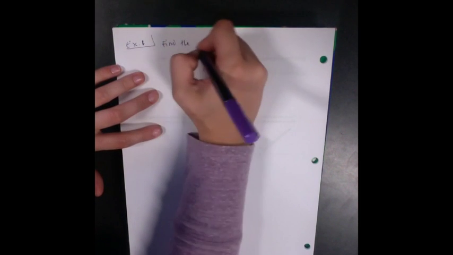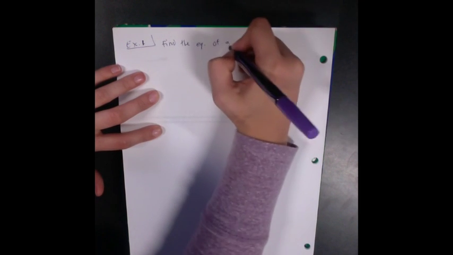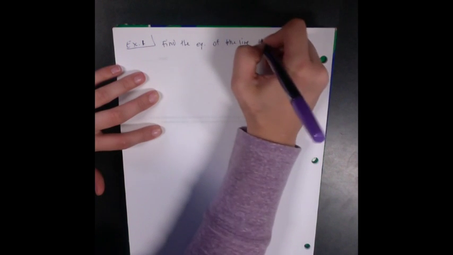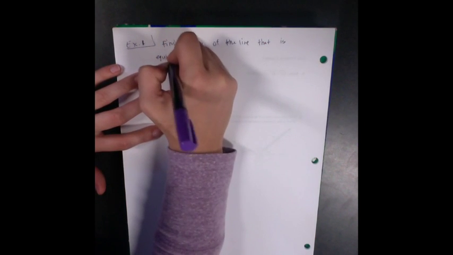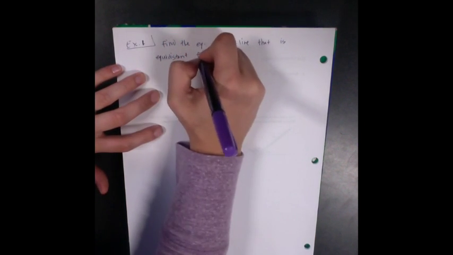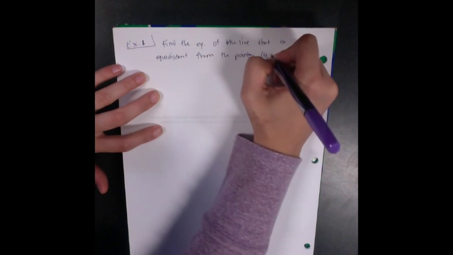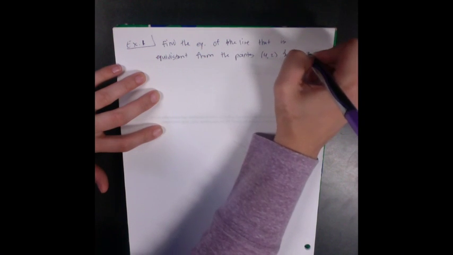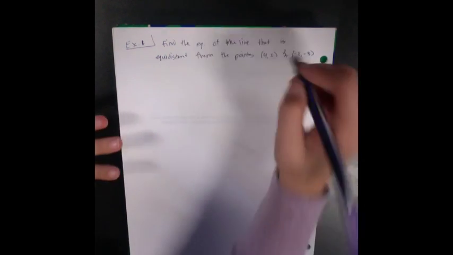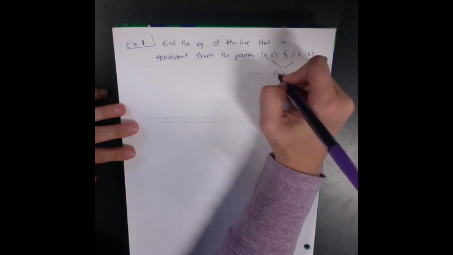Okay. Find the equation of the line that is equidistant from the points (4, 2) and (-2, -3). Okay, so the first thing that we need to do is we are going to find the distance from both of these points to the point (x, y).